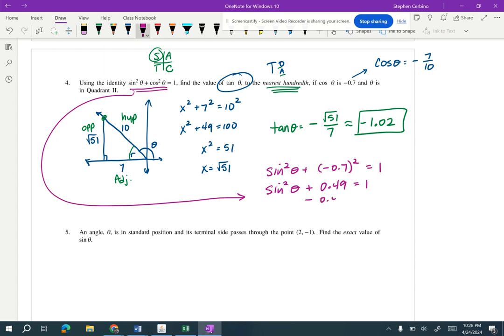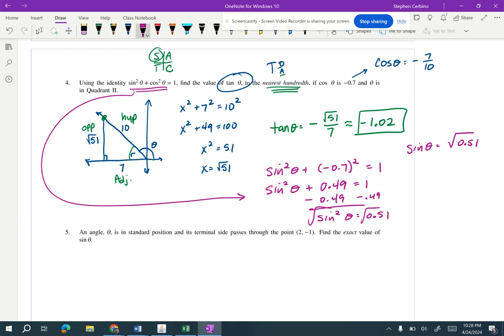If I subtract 0.49, I get that the sine squared of theta is equal to 0.51. Hey, look at that. Same number, just a decimal version of it. Square root both sides, and we get that the sine of theta is equal to the square root of 0.51.